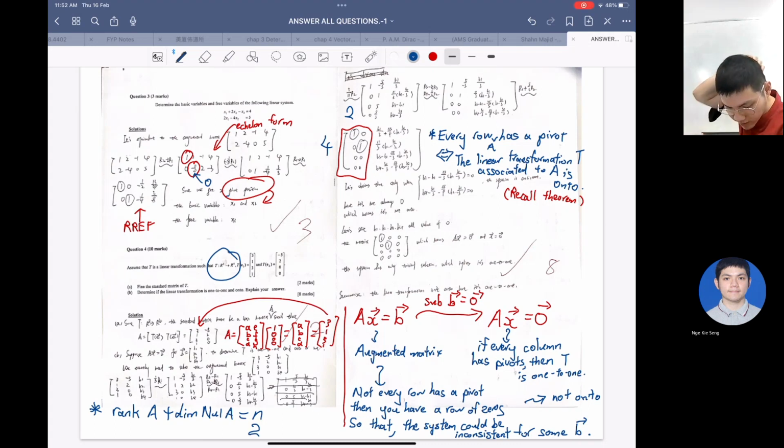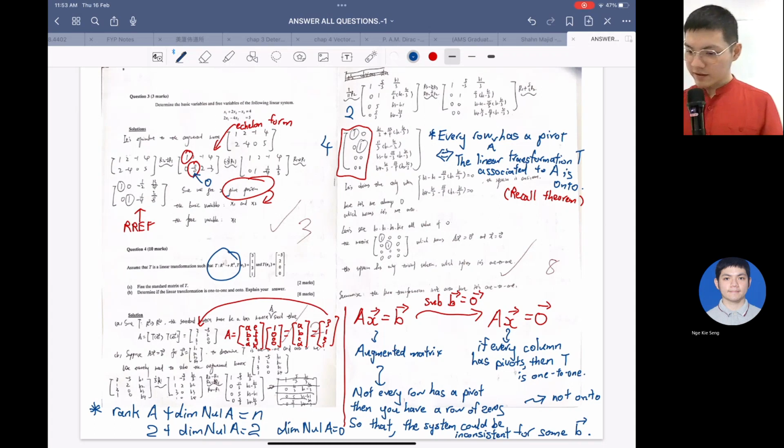Okay. And then from the row reduced echelon form, you can see that rank A is 2 as well. So the dimension of null A is 0. But this one is just from yesterday, so never mind. Okay. Dimension of null A is 0. So the only solution to the homogeneous equation is just the 0 vector. Okay. For future, you can use this.